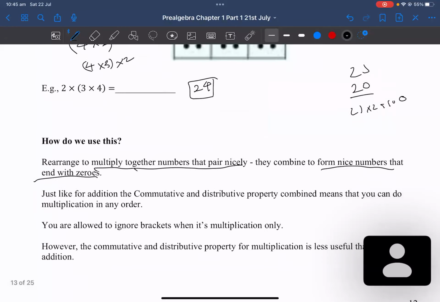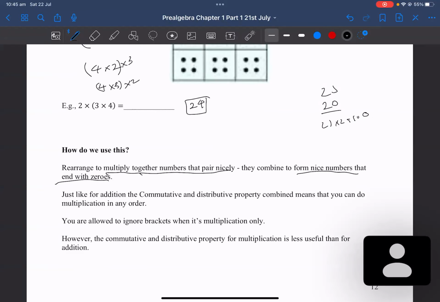All right, so again, this means you can do multiplication in any order. So you should arrange it to make it easy for yourself. And again, when you have multiplication only, you're allowed to ignore brackets. Brackets don't mean anything. It's just multiplication. No addition, just multiplication.